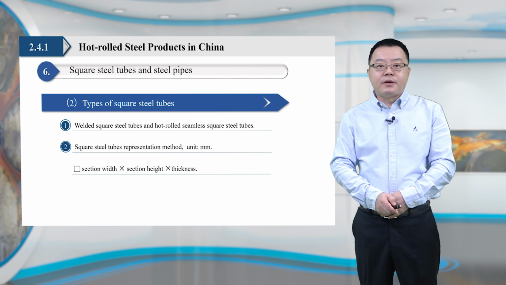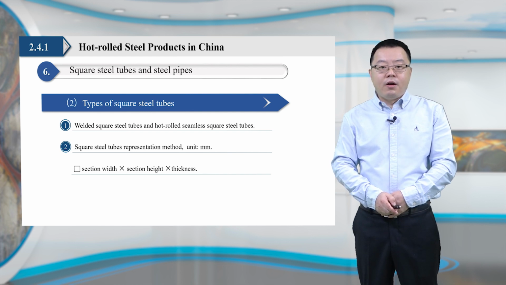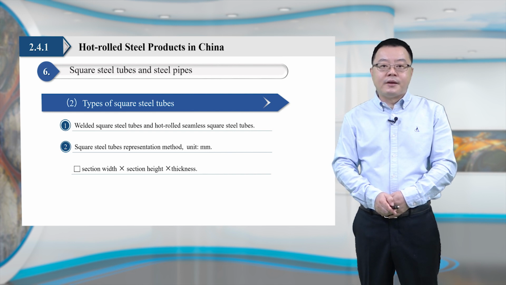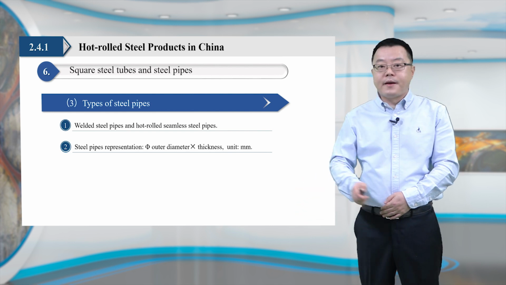There are 2 types of square steel tubes commonly used in construction engineering. One is weld square steel tube, and the other is hot-rolled square tube. The representation of square steel tubes is shown on the PPT.